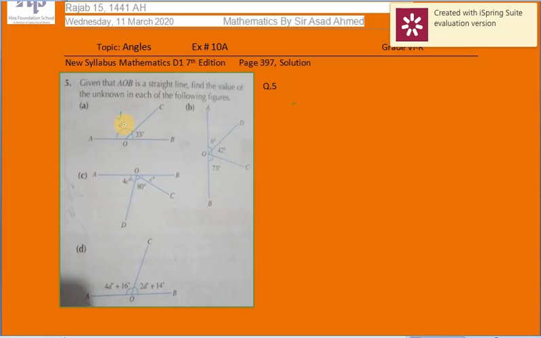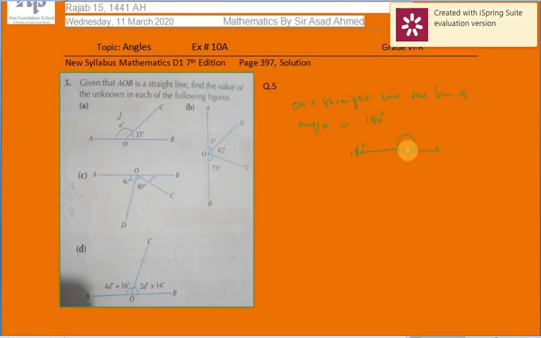It is degree A. We have to find this on a straight line. On a straight line, the sum of angles is 180 degrees. If you put your protractor here, you will see it starts from 0 and ends at 180 degrees.